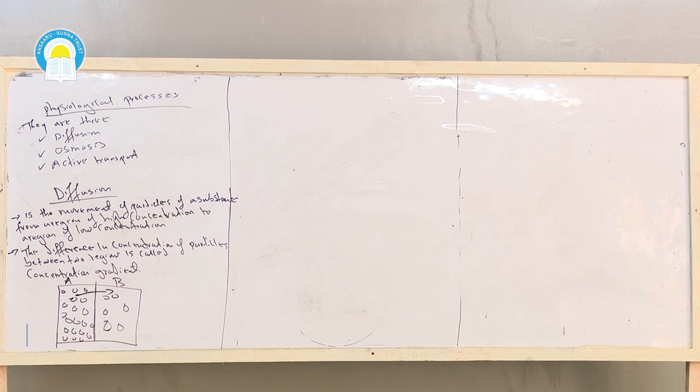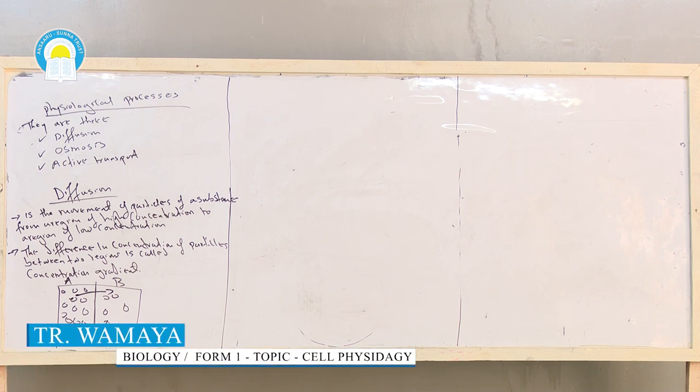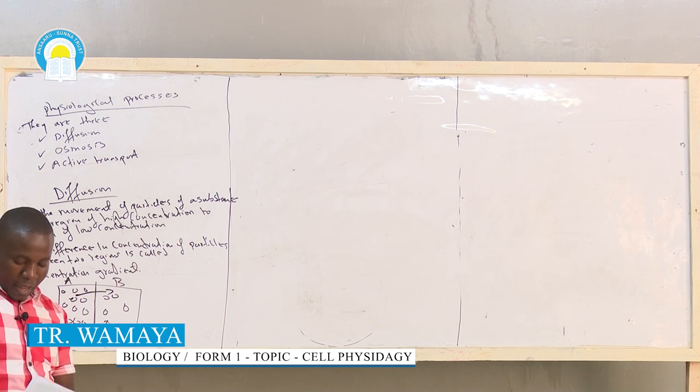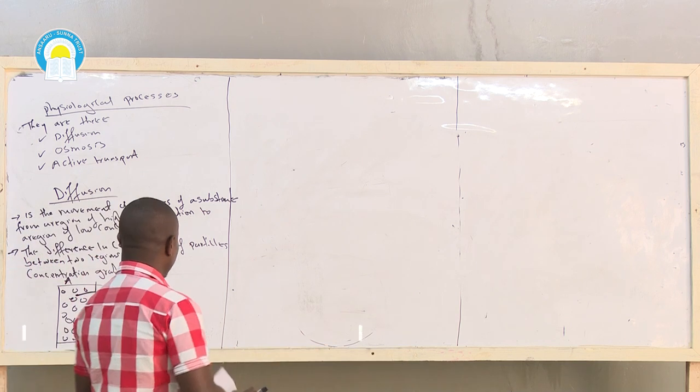So the difference in concentration of particles between two regions is called concentration gradient. Diffusion occurs.